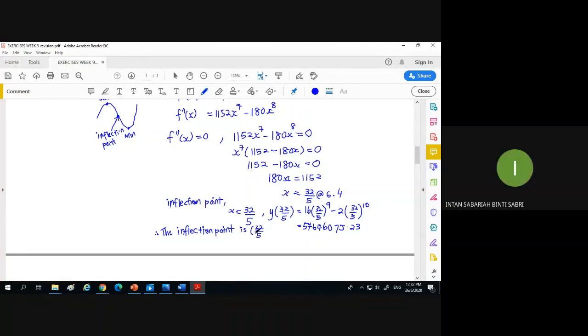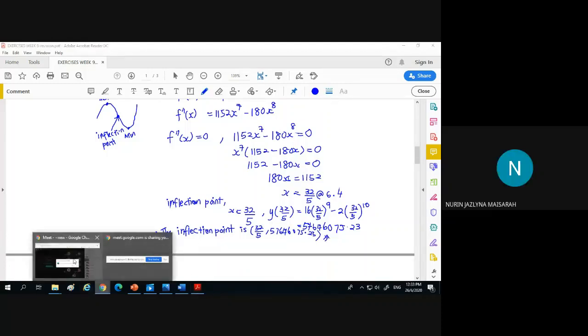So the inflection point is 32/5 and 5, 7, 6, 4, 6, 0, 7, 5, 0.23. Okay, that's all. It's not difficult, right? Okay, wait a moment.